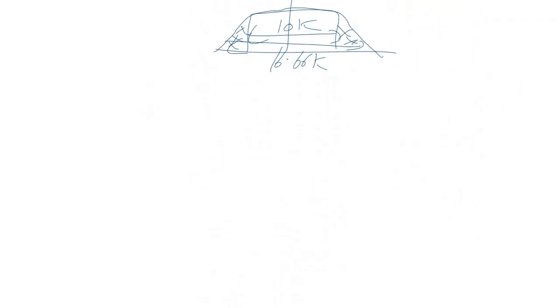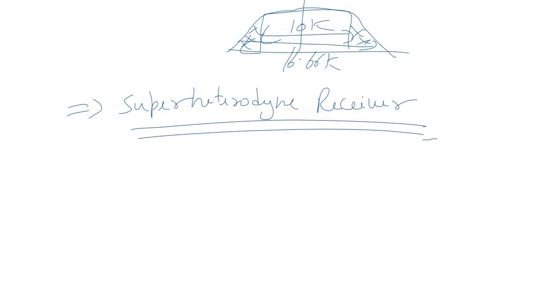Now we move on to the next type of receiver, that is the super heterodyne receiver, and let us see how it overcomes this problem of poor selectivity of the tuned radio frequency receiver. So now we know that the super heterodyne receiver is used to overcome the limitation of the tuned radio frequency receiver, and that limitation is poor selectivity.